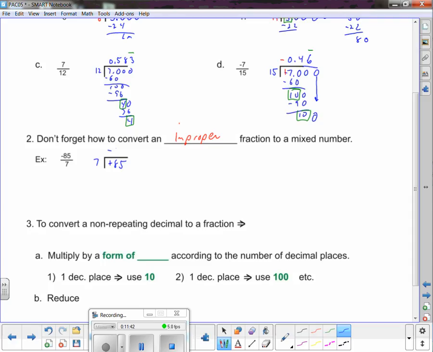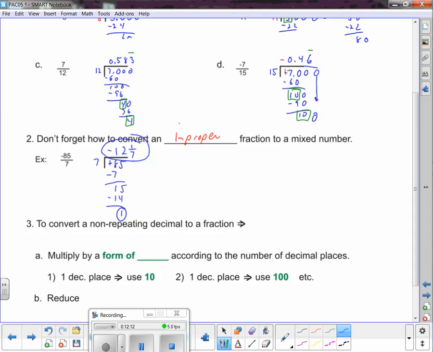7 goes into 8 once. 7 goes into 15 twice. And here's the difference. We're not going to do a decimal point, right? If you're going to a mixed number, you need the whole number part. And we all know to take our remainder and put it over the divisor, right? So negative 12 and 1/7.